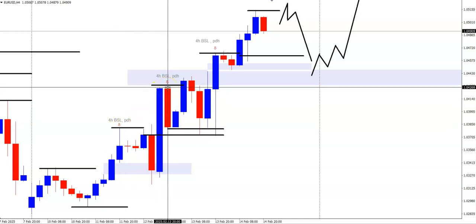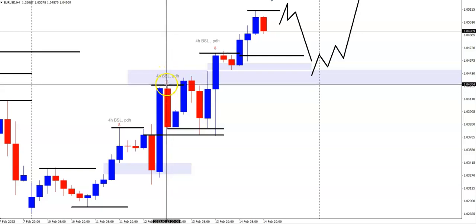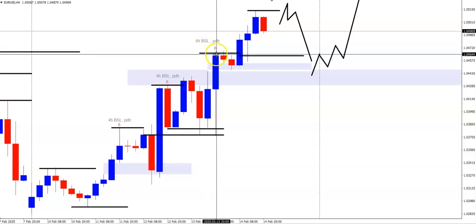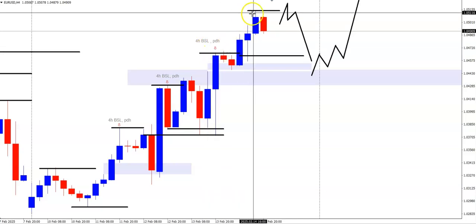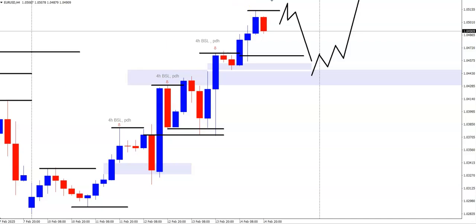This candle is the same. We have 4-hourly buy side liquidity, previous day's highs, so this was the top. Here again we have 4-hourly buy side liquidity and previous day's highs, and this is from Friday, from yesterday, which is exactly also the 4-hourly buy side liquidity and previous day's highs. So this level up also.